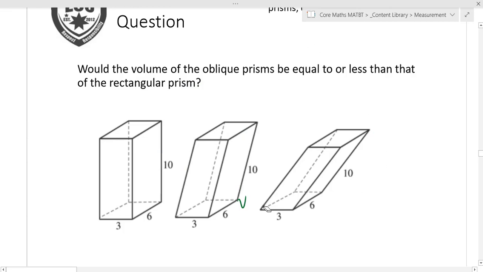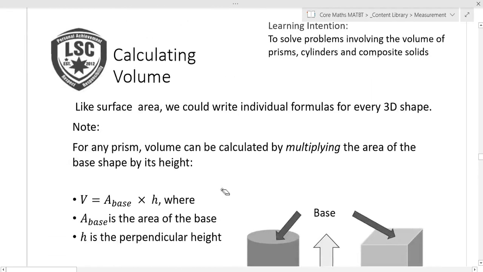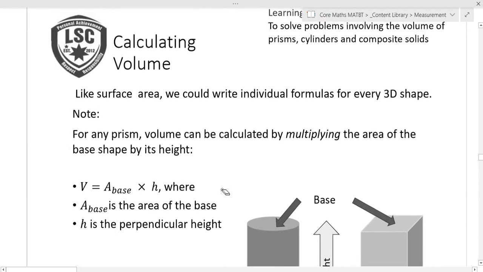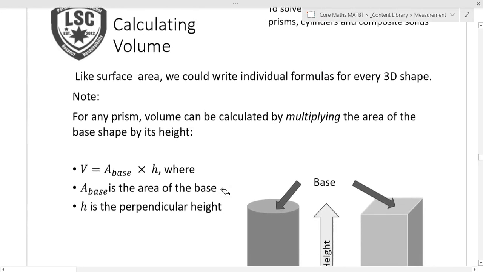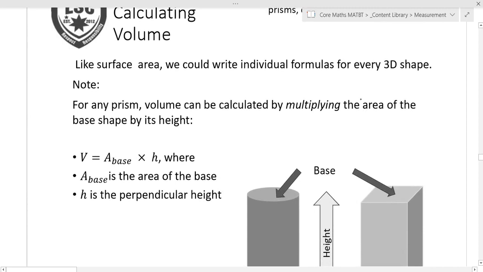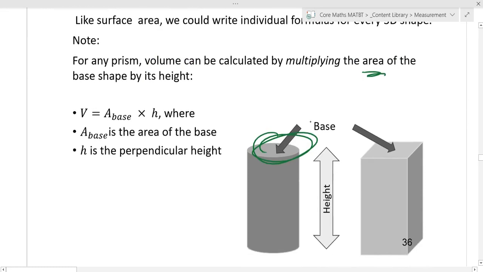All right, let's keep going. So let's go to calculating some of this. Volume is really, really easy. The basic principle is you find the area of one face and multiply it by the height. Or you can say find the area of the base, which is basically the face there, and then multiply it with its height. That's all volume is.